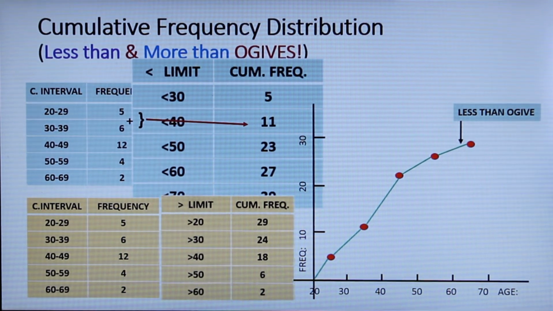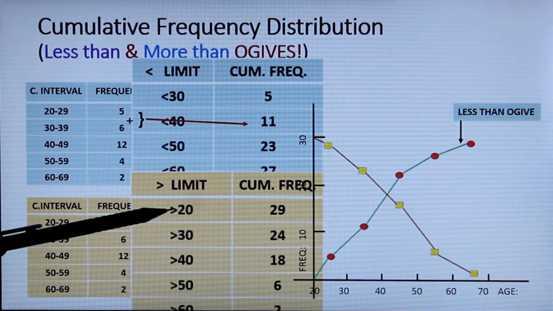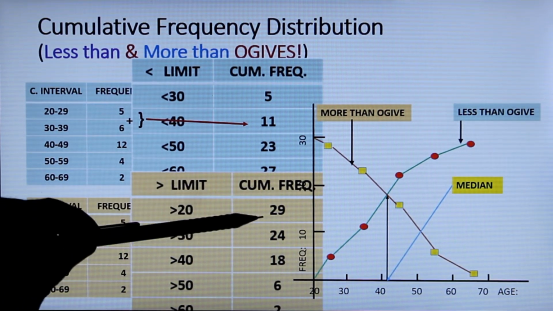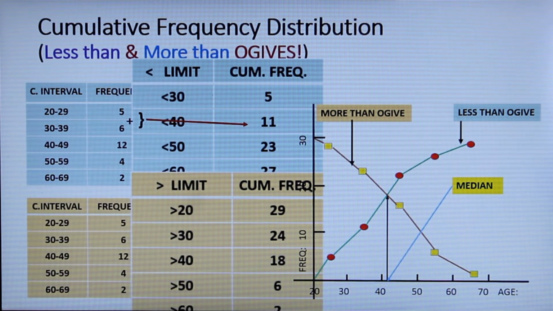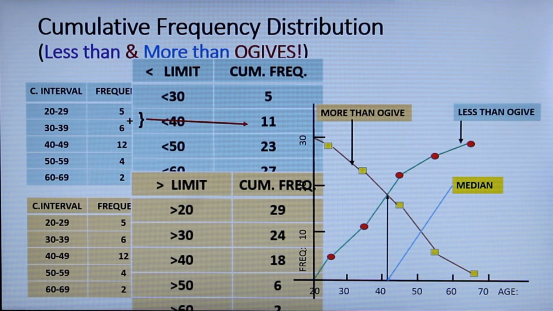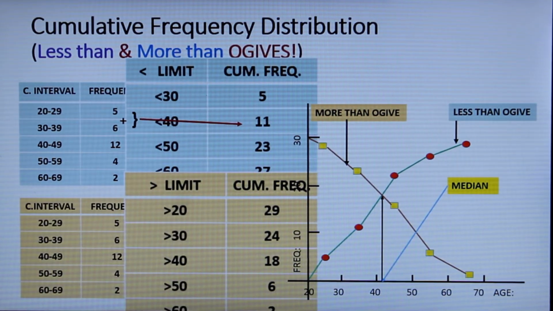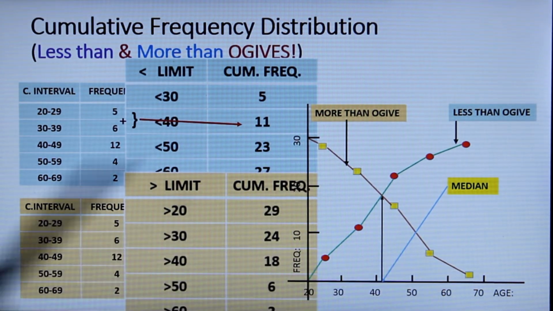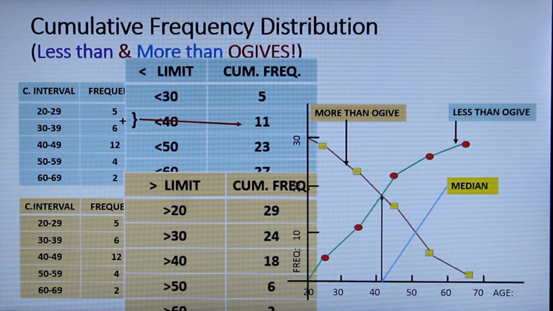Same way, now you have greater than 20, all the employees are greater than 20, so 29 is there. Then greater than 30, so you have to subtract those who are between 20 and 30, and that is how it becomes 24, like that. Correspondingly, you get the more than ogive curve like this. So this is the way you build a cumulative frequency distribution.